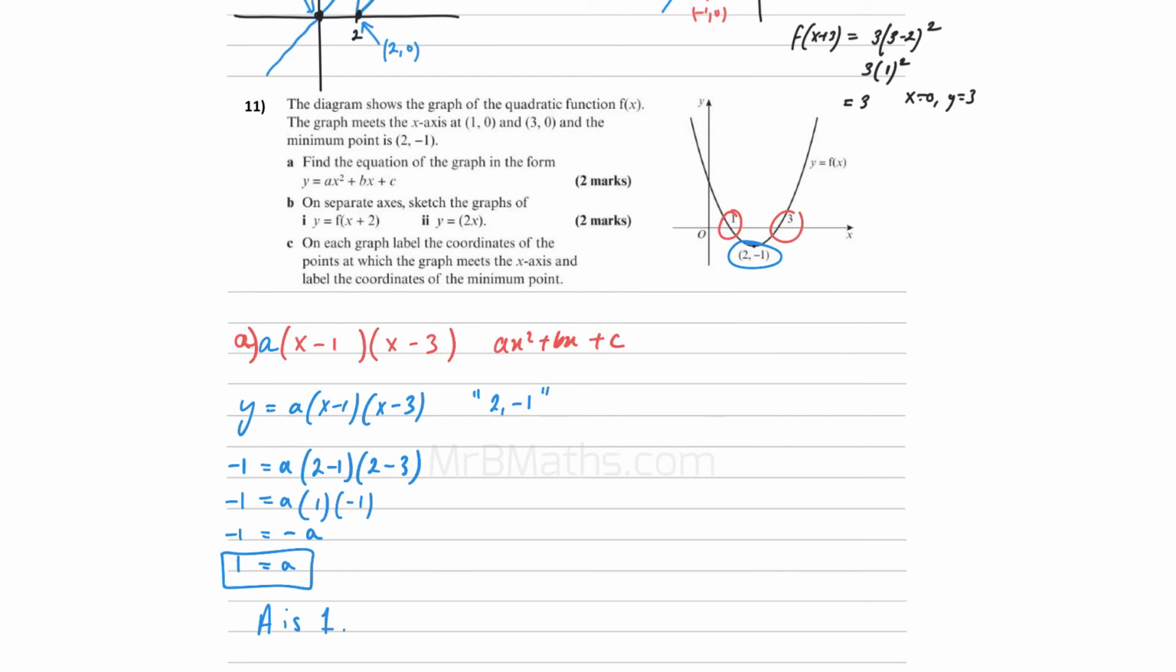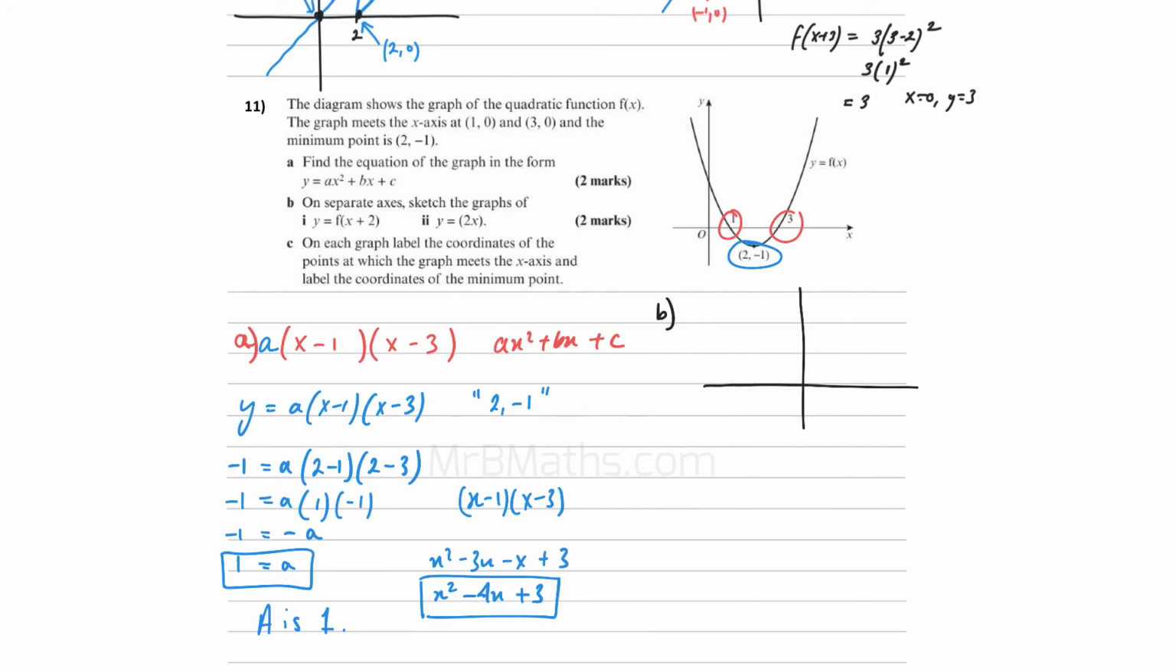So now we can safely say that the quadratic is indeed constructed of the x minus 1, x minus 3. So if we follow that out, we know that we've got x squared minus 3x minus x plus 3, which simplifies to x squared minus 4x plus 3. Okay, so for part B, on the axis here, we need to sketch f of x plus 2.